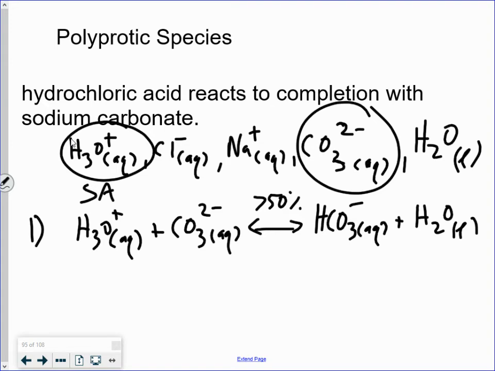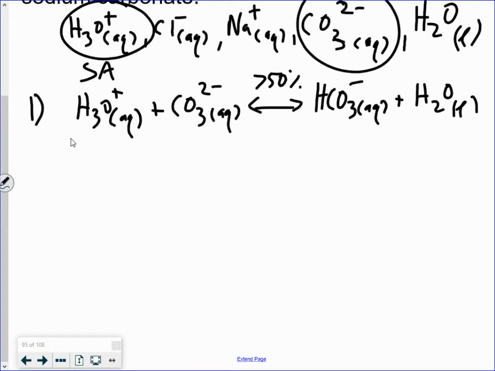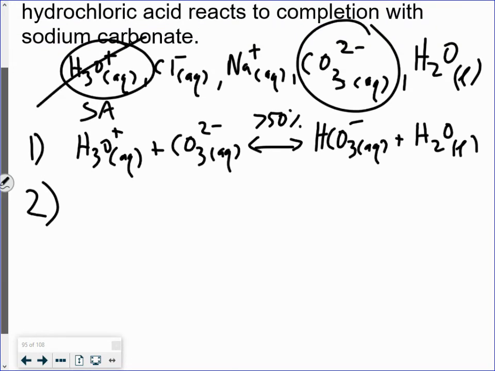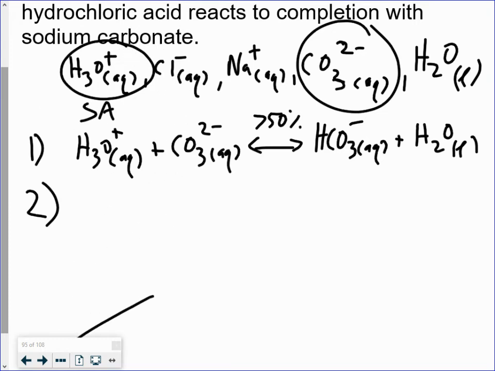An interesting thing happens when a question says to completion: you have a second reaction that occurs. Instead of saying this is used up and it's gone, it means you have an unlimited supply of it. It's still there. You have a finite supply of that. You can't see me pointing. So what happens is this reaction occurs.